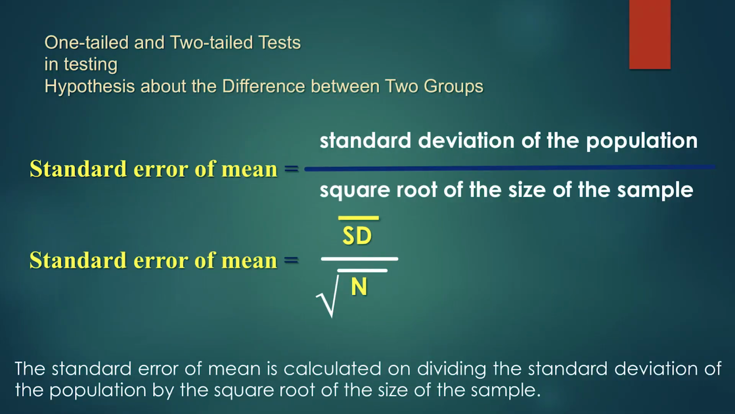Let us recall the procedure of computing the standard error of the mean, which was calculated in our previous session while we were dealing with the reliability of the mean. The standard error of the mean was calculated by dividing the standard deviation of the population by the square root of the size of the sample. You may see on the screen how it happens.